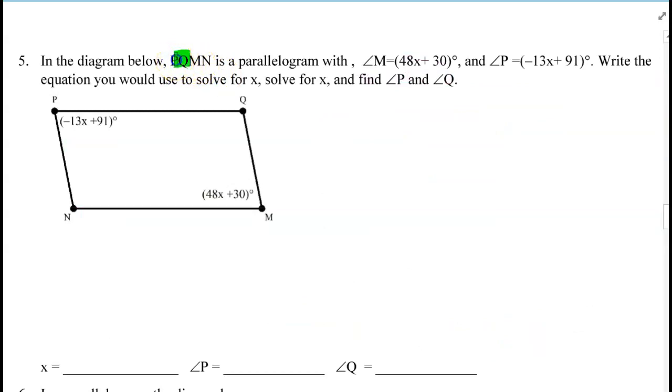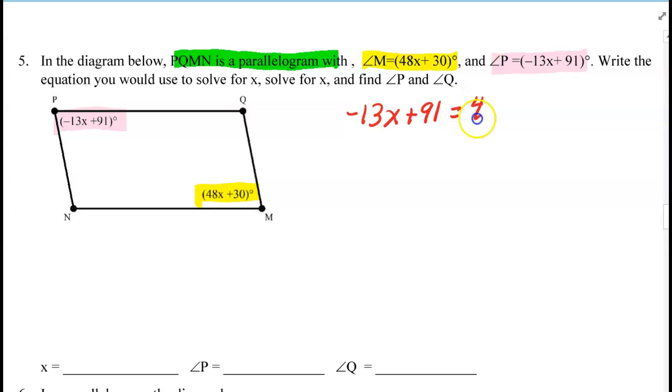So in example 5, again, we have a parallelogram. Angle M is 48x plus 30. Angle P is negative 13x plus 91. Since these are opposite angles, the correct equation is these angles are equal, so negative 13x plus 91 is equal to 48x plus 30. I'm going to get all the x's on one side, so I'm going to add 13x to both sides.